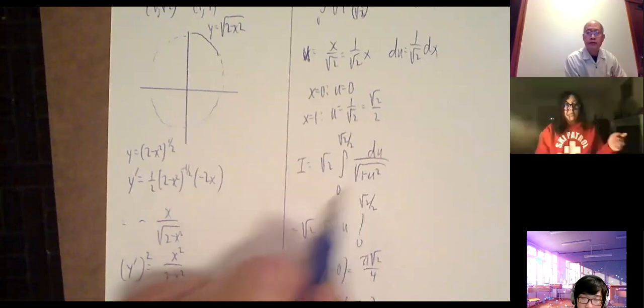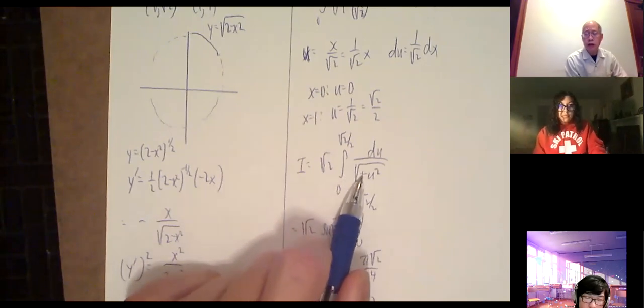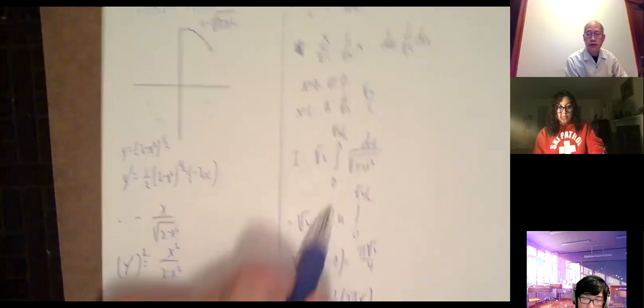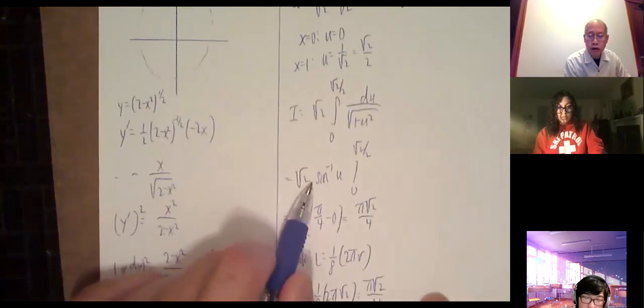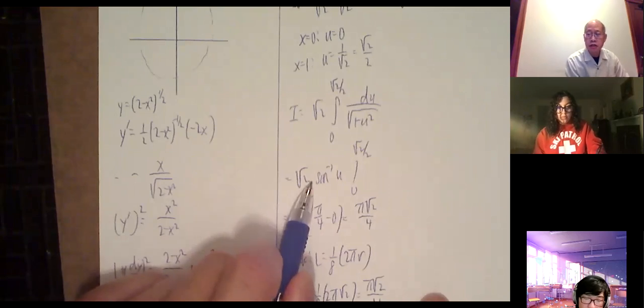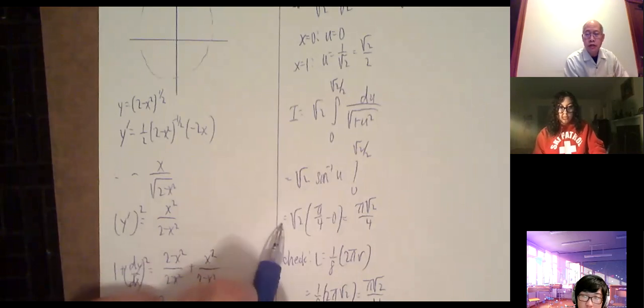The derivative of inverse sine of u was 1 over radical 1 minus u squared. Therefore, the integral of 1 over radical 1 minus u squared is arc sine of u. I still got the radical 2 in front. So arc sine or inverse sine, they mean the same thing. Arc sine, inverse sine. Okay, from 0 to radical 2 over 2, leave the radical 2 in front.